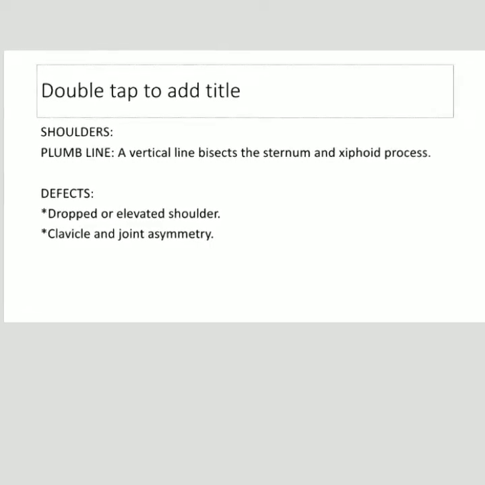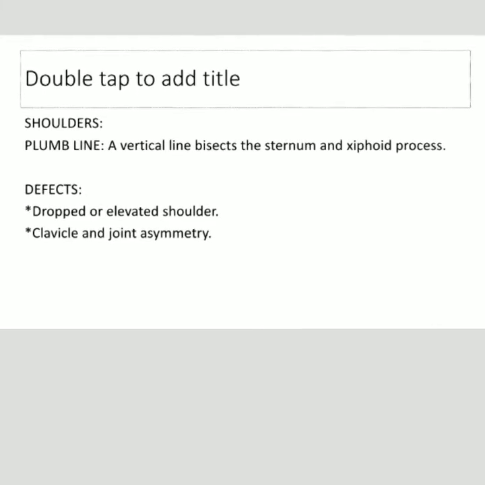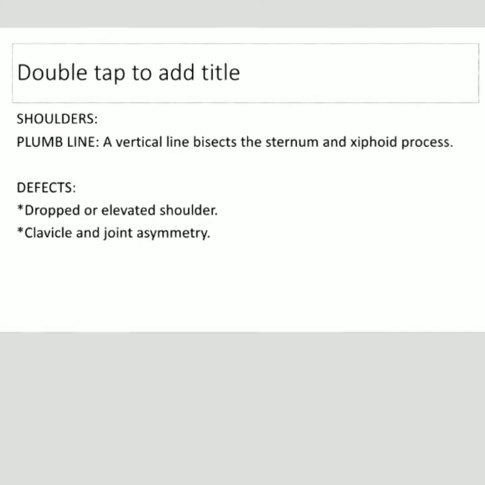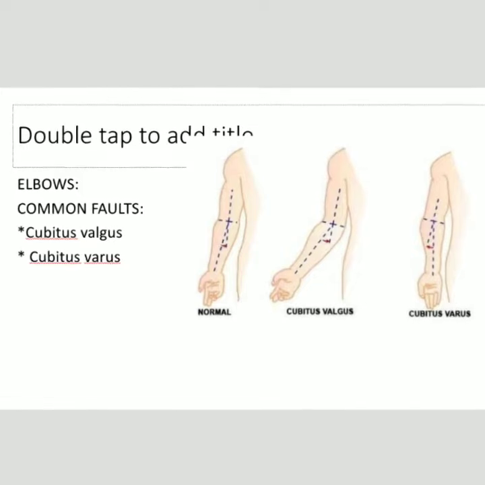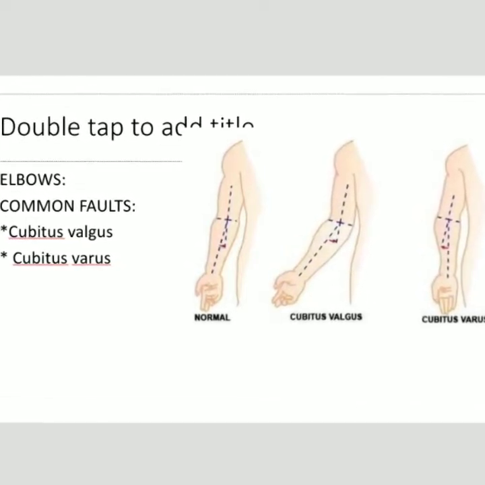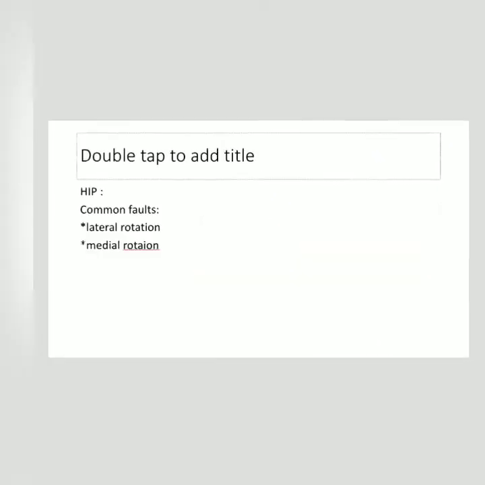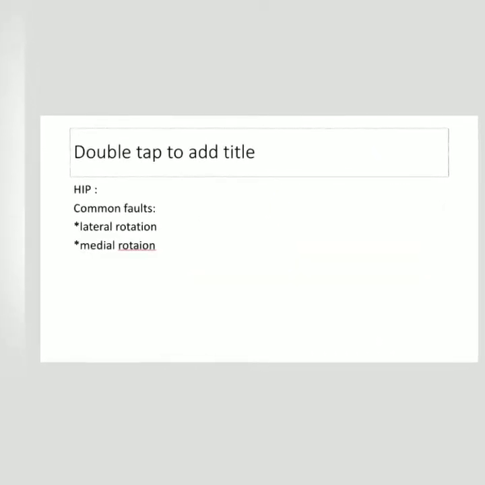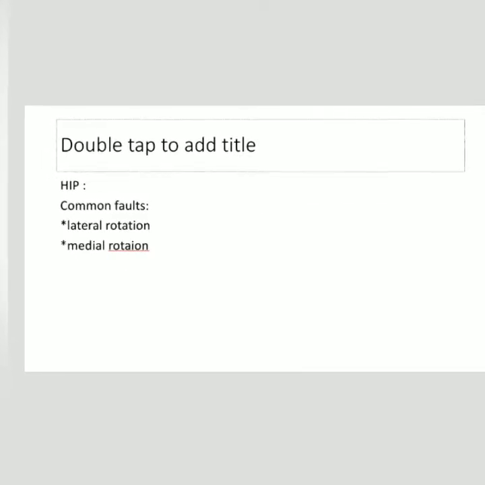Shoulder. A vertical line bisects the sternum and the xiphoid process. Here you can observe dropped or elevated shoulder, clavicle and joint asymmetry. In elbows, the common faults are cubitus valgus and varus. You can read about carrying angle. Just let me know in the comment section what is a carrying angle. Hip, common faults: lateral rotation, medial rotation.